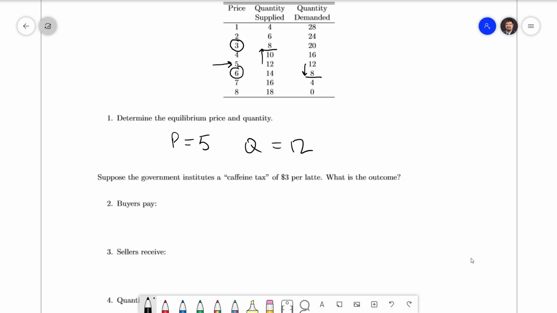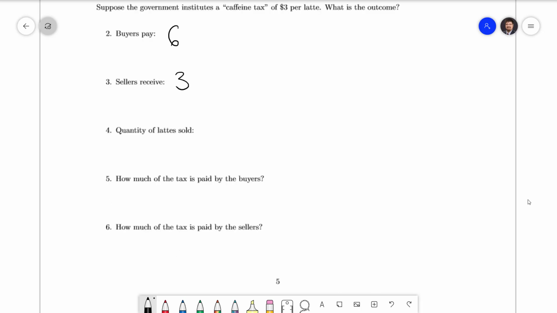Those are 3 apart. Be really careful here you don't go the opposite direction and end up with 16 and 16. Remember that when there's a tax, that always shrinks the market. It does not grow the market. So our quantity needs to be lower than 12, which was our original equilibrium. So we found everything here. The buyers are going to pay 6. The sellers are going to receive 3. As we saw, the quantity is 8.